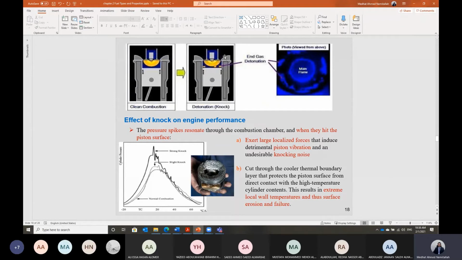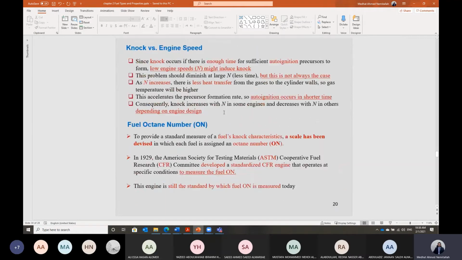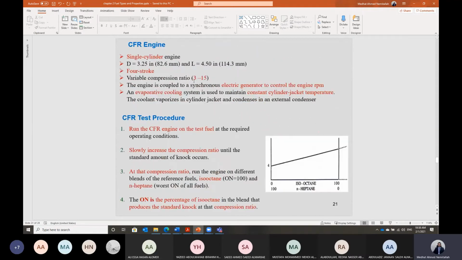The idea here, shabab, in the CFR engine is to have evaporative cooling under a phase change process in order to keep an isothermal temperature of the walls of the cylinder. So we use an evaporative cooling system in the CFR engine in order to keep the cylinder wall temperature at a fixed temperature, since we just have a phase change of the cooling fluid.